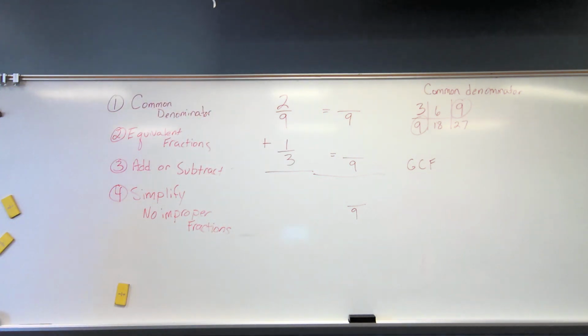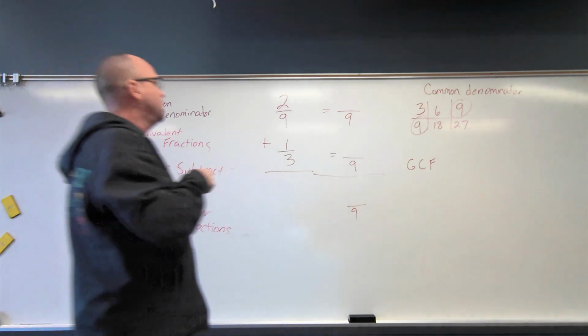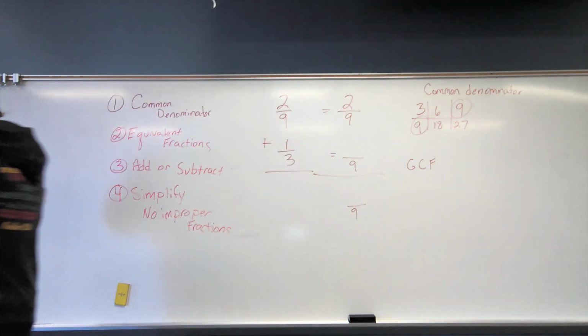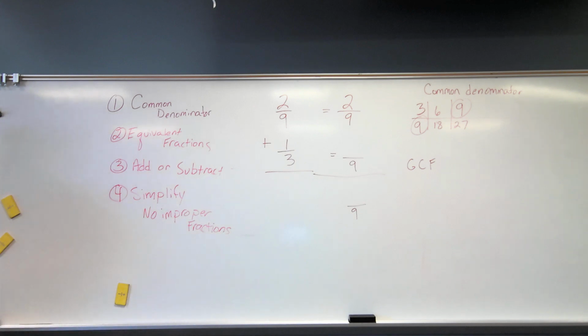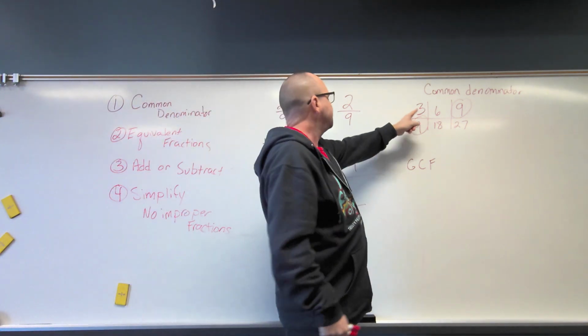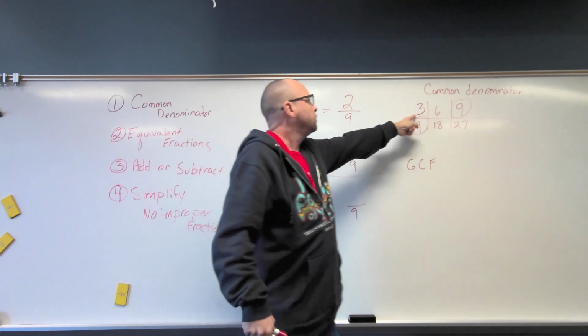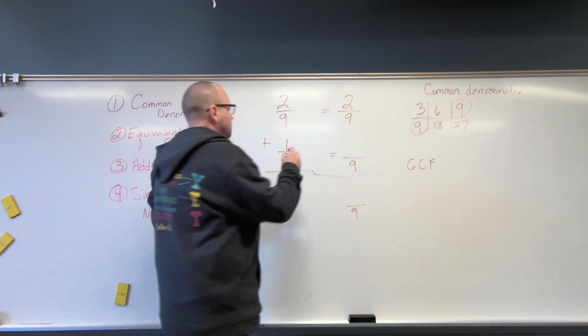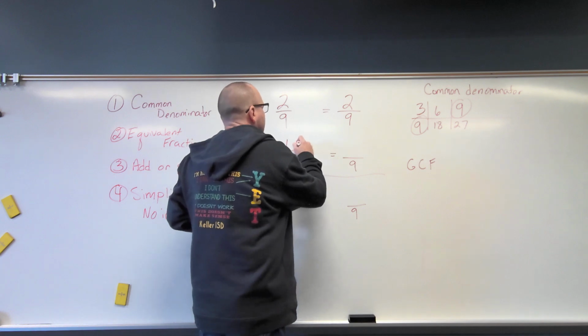Now, we can't just leave these the way they are. Well, 2/9 is already over 9. So 2/9 can stay 2/9. I don't have to change that because those are the values. I look at 1/3. I did the work over here. 3 times what equals 9? 3, 6, 9. So 3 times 3 equals 9. So I multiply these both by 3.